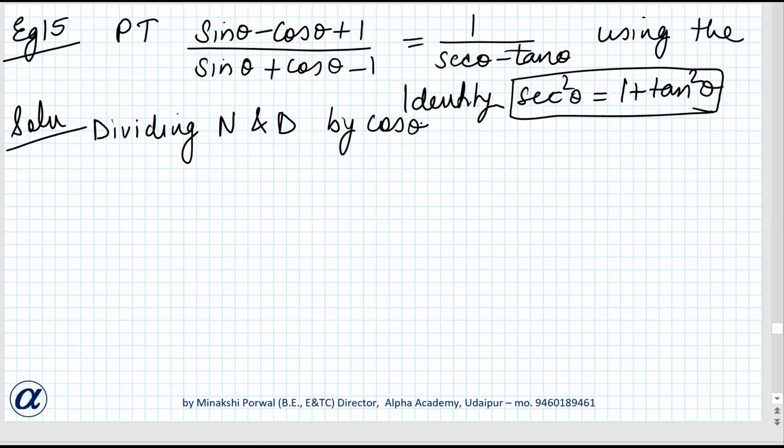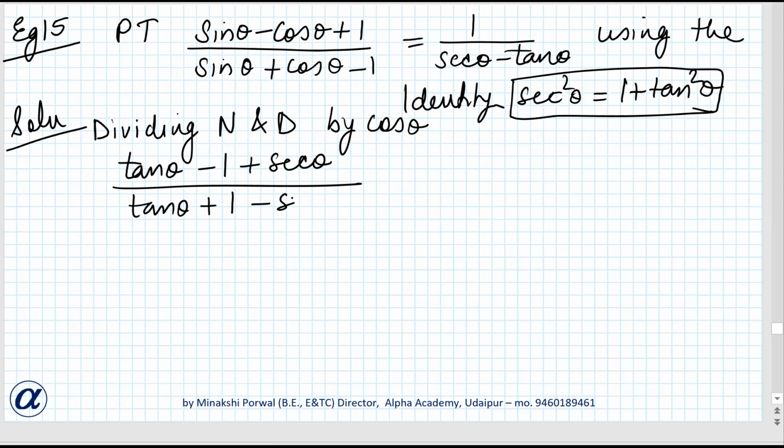Dividing by cos theta, sin theta upon cos theta will become tan theta, cos theta upon cos theta will be 1, and 1 upon cos theta will be sec theta. So we'll get sec theta and tan theta as the terms. This will be (tan theta minus 1 plus sec theta) upon (tan theta plus 1 minus sec theta). So first step is this.